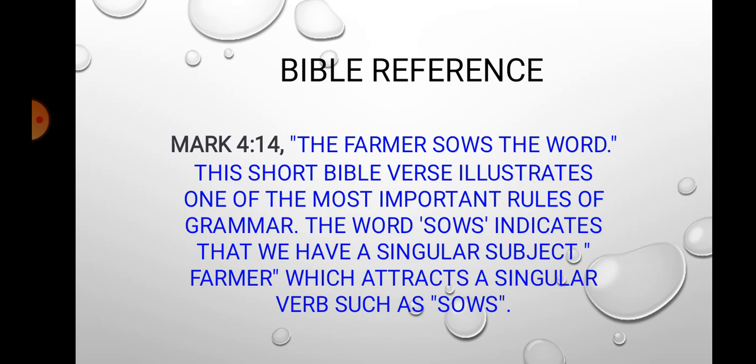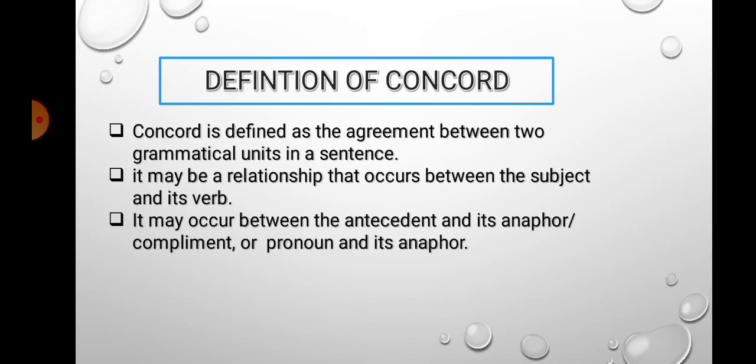Let's continue. What is concord? Concord is defined as the agreement between two grammatical units in a sentence. This is a complete definition, as it takes care of all the relationships or agreements that exist in a complete or grammatical sentence. The agreements may be a relationship that occurs between the subject and its verb, or between the antecedent and its anaphor, complement, or pronoun and its anaphor.